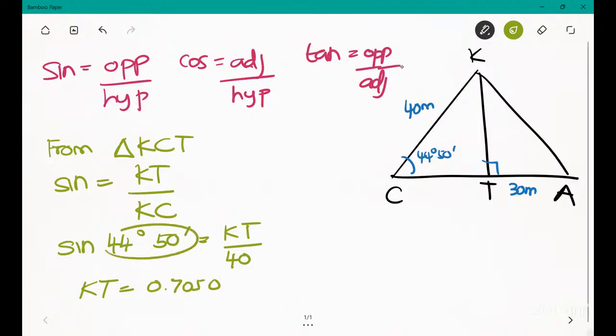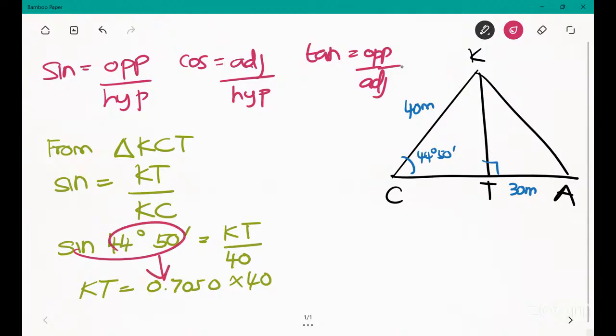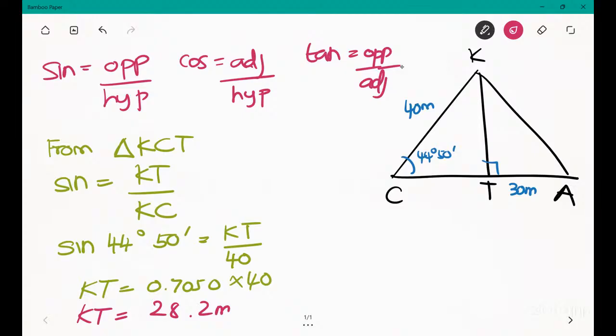0.7050. So this you have to find in your logbook. You have to find that value through your logbook and then you have to multiply it by 40. So here I found this value which is 0.7050 and this 40 I took it up. So when you take a division to the other side, it becomes multiplication. Then you have KT is equal to 28.2 meters. So then here you will have 28.2.